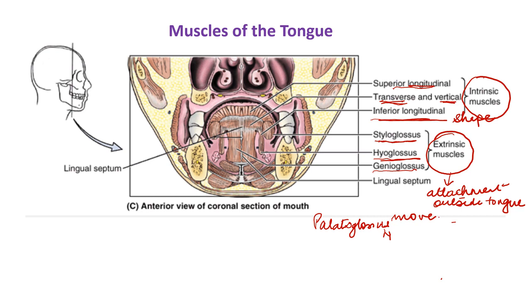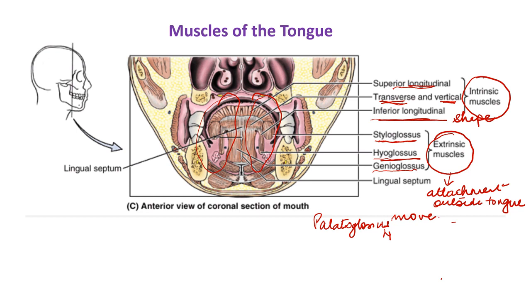I told you the tongue is bilaterally symmetrical. This side of the tongue is similar to this side of the tongue, and they are both separated from each other by means of this lingual septum or the median fibrous septum, which is separating these two sides. Right? So we have four sets on one side and four sets on the other side of both the extrinsic and the intrinsic group of muscles. Now let's see these muscles in detail.